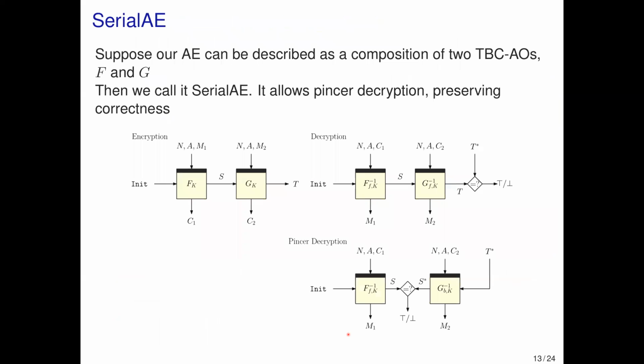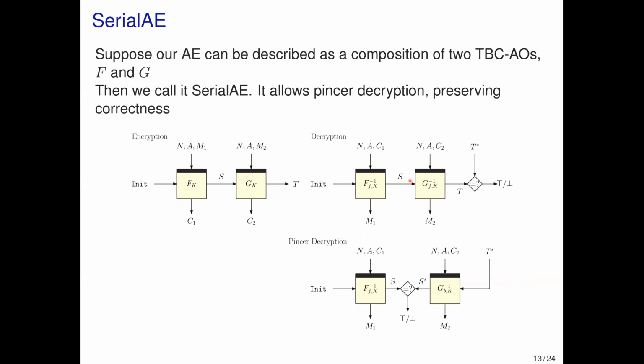Suppose our target AE can be described as a composition of two TBC-AOs, F and G, both taking a variable-length input message and a chaining value. Then it allows pincer decryption, as shown by this picture.